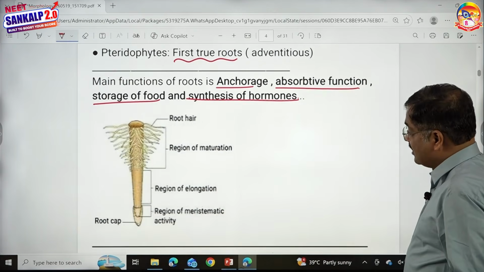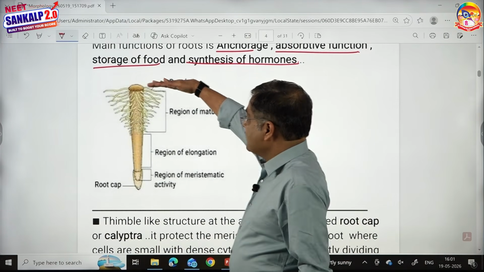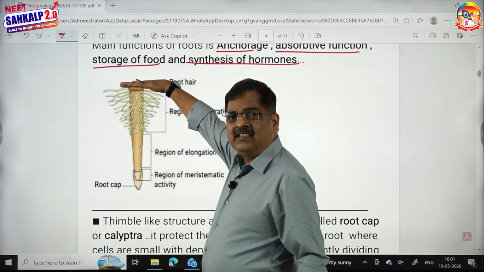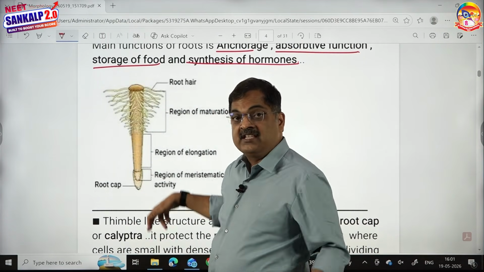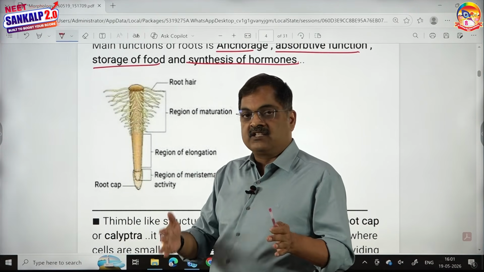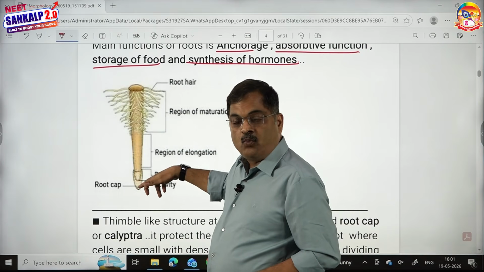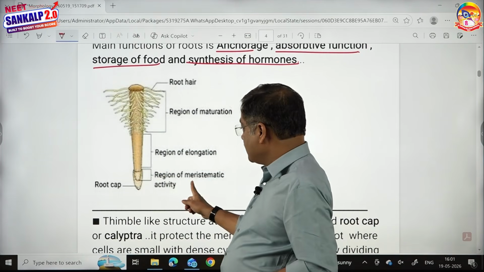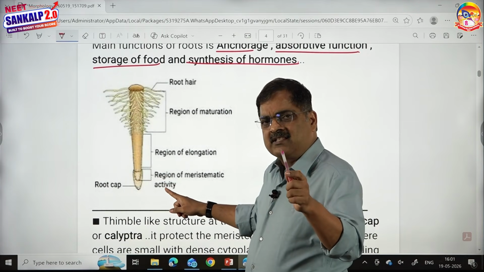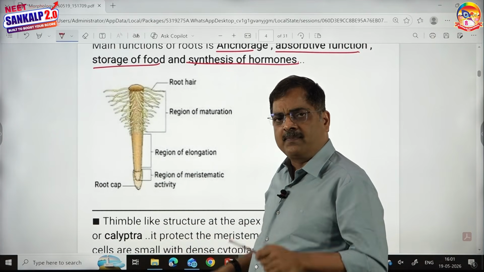Right. Then the regions of root, this is a very important point you have to remember. Children, this is the root stem junction. Concentrate here. Root stem junction. Anything far away from root stem junction is said to be distal, because the synonym for far away is distal. So what is the distalmost part of the root? The root apex or meristematic zone. It has meristematic cells which keep dividing, plenty of plasmodesmata, dense cytoplasm.